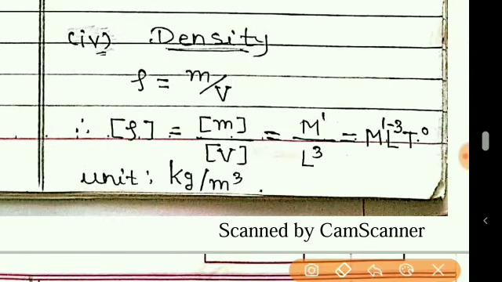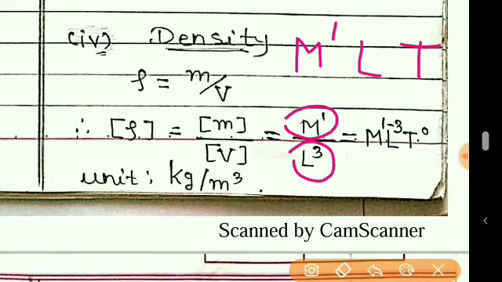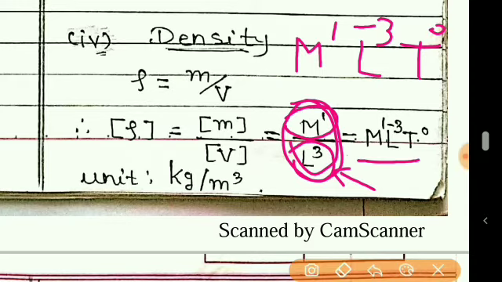Now combining these two, and so now writing M, L and T, and then here power of M is 1, so 1, power of L is 3, but it is in the denominator, so we have to write minus 3, and there is no T here, so T raised to 0. So dimensional formula of density is M1 L minus 3 and T raised to 0.